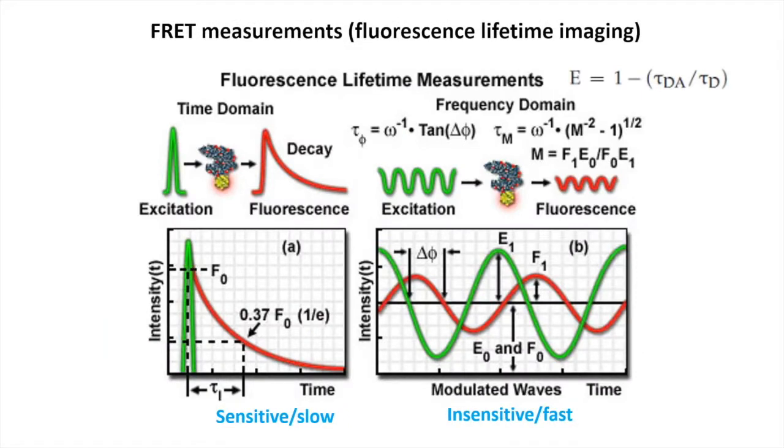There are two ways to measure lifetime, time domain and frequency domain. In time domain, you do time correlated single photon counting, and essentially measure the lifetime of your fluorophore with and without acceptor. Or frequency domain, which is less sensitive but fast, and you measure the phase shift between your modulated laser excitation and fluorescence emission. This phase shift is proportional to lifetime.